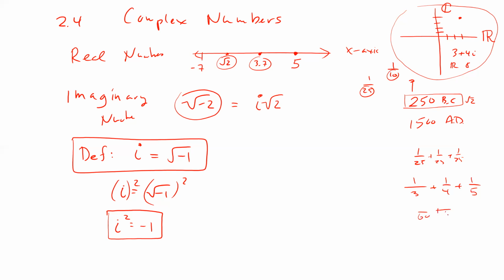Common denominator 60, 60, 60. That's going to be 20. That's going to be 15, I believe. That's 12. Right, so 20 plus 15 plus 12. That's 27, 47. So 47/60ths. They would write it as this right here.